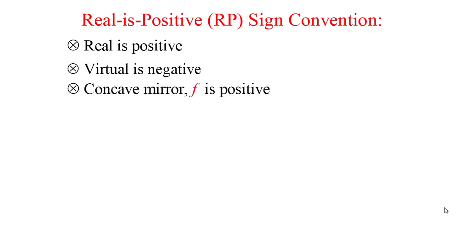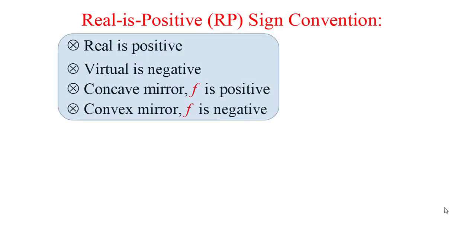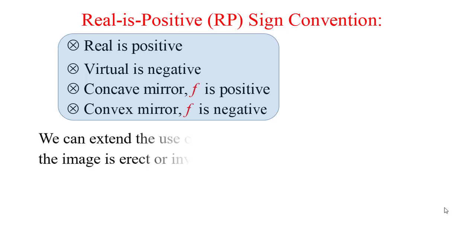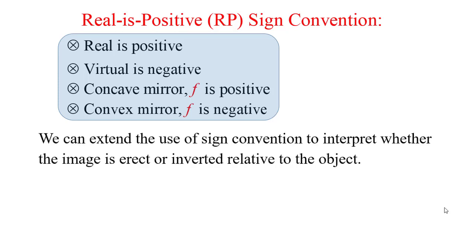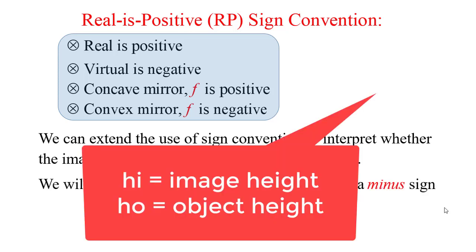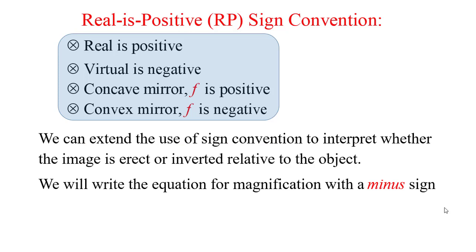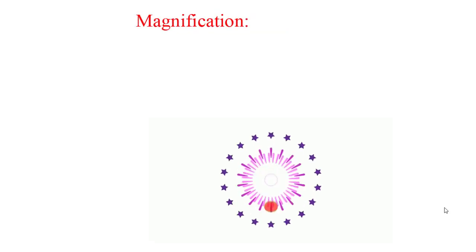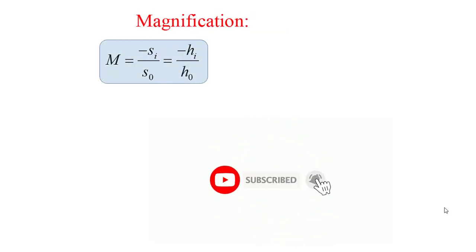That is, for a concave mirror, F is positive. For a convex mirror, the focal length F is negative. And we can extend the use of sign convention to interpret whether the image is erect or inverted relative to the object. We will write the equation for magnification with a minus sign. So magnification is minus of Si over S naught, which is equal to minus of Hi divided by H naught. So magnification is defined as minus Si over S naught or minus Hi over H naught.